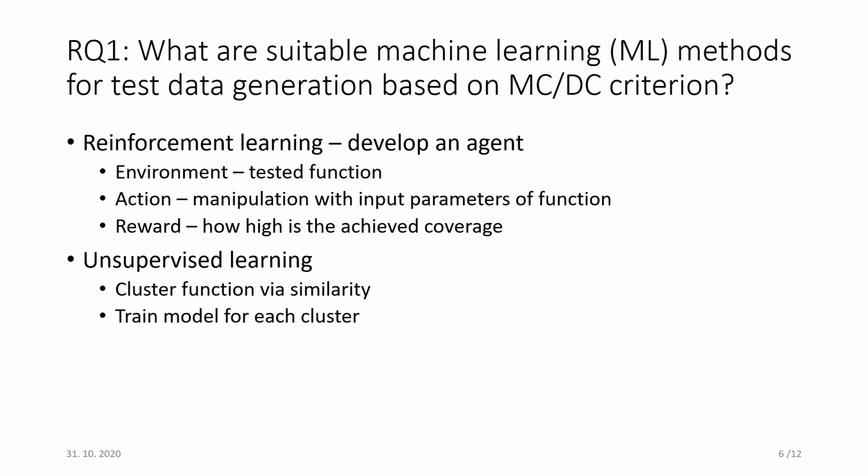Or we could use unsupervised learning to cluster functions via similarity. Now, why would we do that? We can train a model on each of these clusters. We would deal with less diverse clusters, which would improve the accuracy of these models.